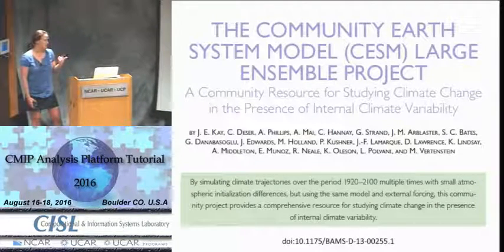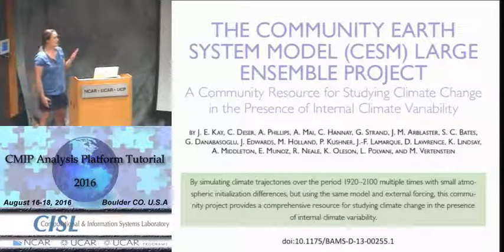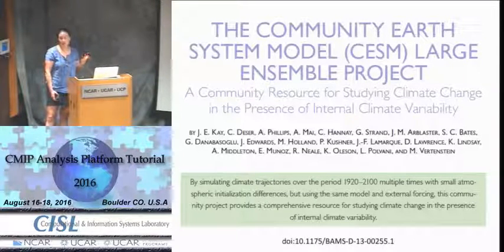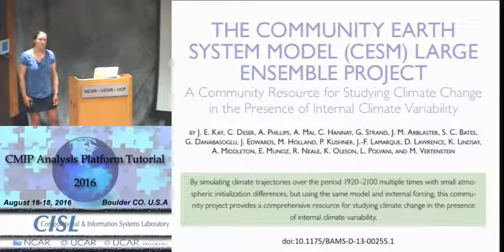So we have a paper that's in BAMS that describes the project. This is a project that Clara Deser and I co-led here at NCAR with a number of collaborators. Jean-Francois is up there too. But the idea of this project was really to provide a community resource to enable studying climate change in the presence of internal climate variability. So how do we do that?